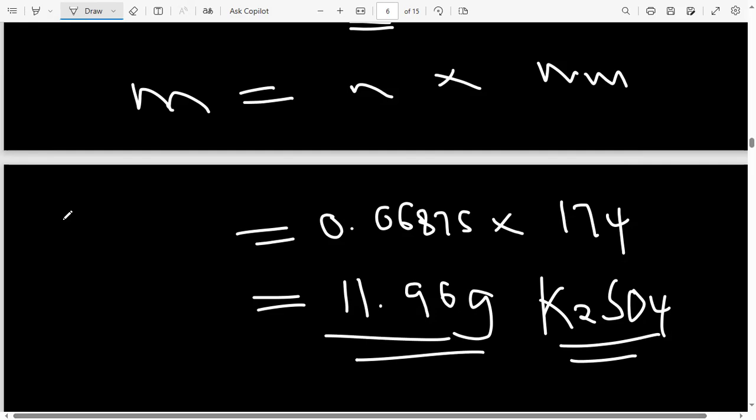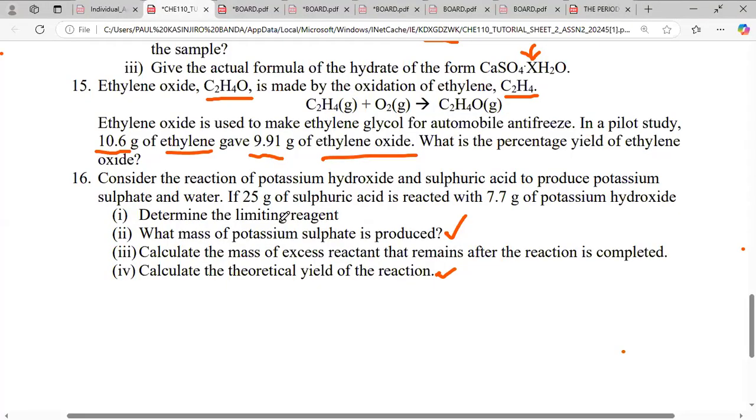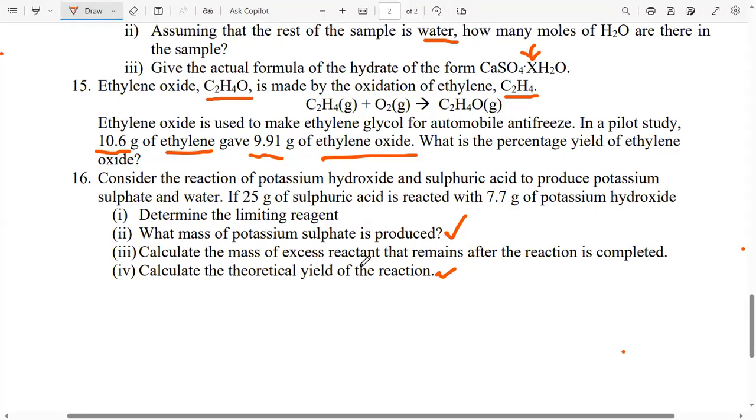No questions, so we can solve the last part. They are asking us to calculate the mass of the excess reactant that remains after the reaction is complete. Since potassium hydroxide is the limiting reactant, the sulfuric acid is the reactant that is in excess.